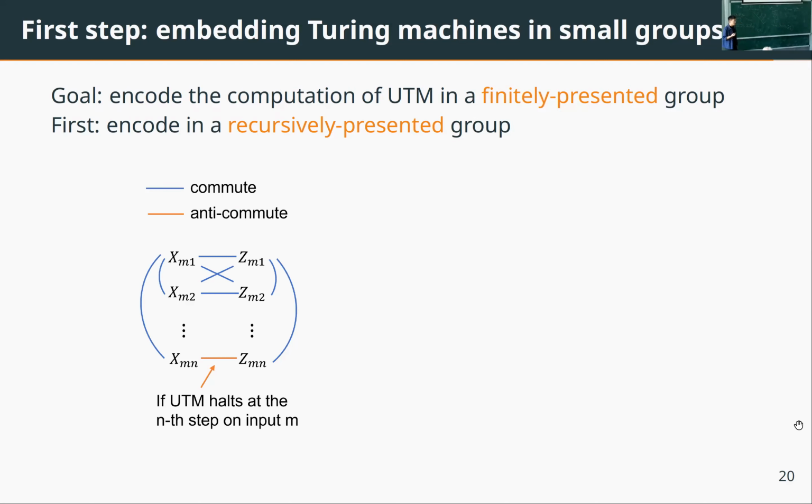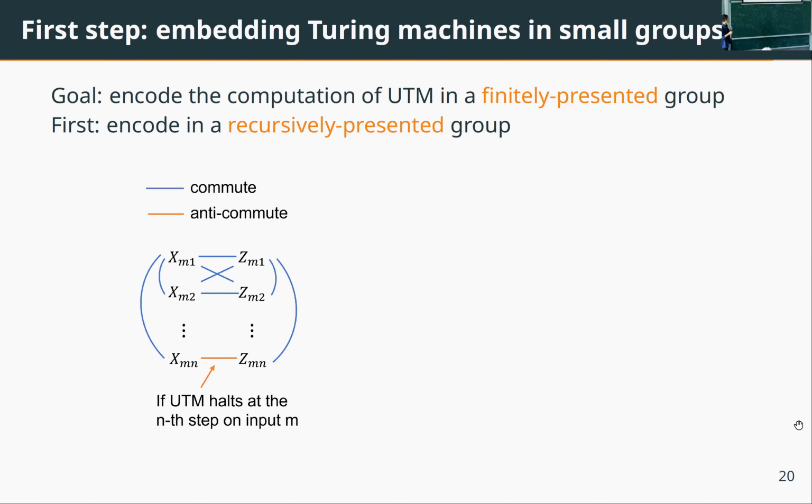On each input m and each running step i, we associate two variables, x_mi and z_mi. We require them, the x_mi's and z_mj's, to commute, unless your Turing machine halts at the nth step on the input m. In this case, we require them to anti-commute. So this group has infinitely many generators, since every x_mi, z_mi is a generator. It has infinitely many relations: you have all those commutation relations and anti-commutation relations.